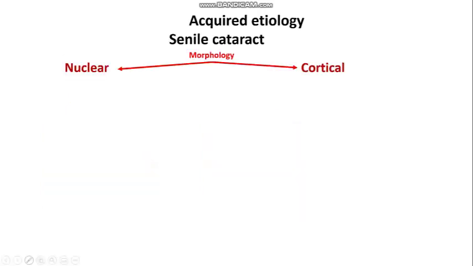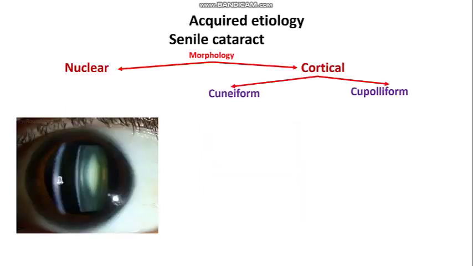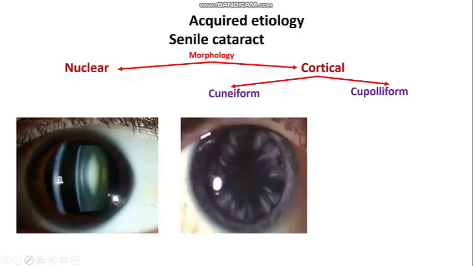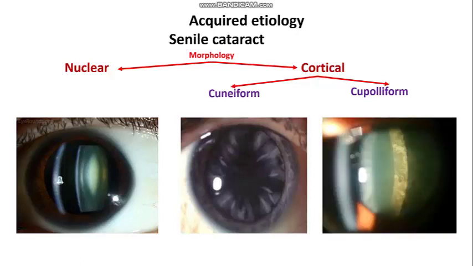In senile cataract, you know the morphology. It can be nuclear sclerosis, nuclear cataract. I showed you that it is in the center. Cuneiform is the most common morphology of senile cataract in the periphery, like spokes, radial spokes. And which I was telling you, cupoliform.